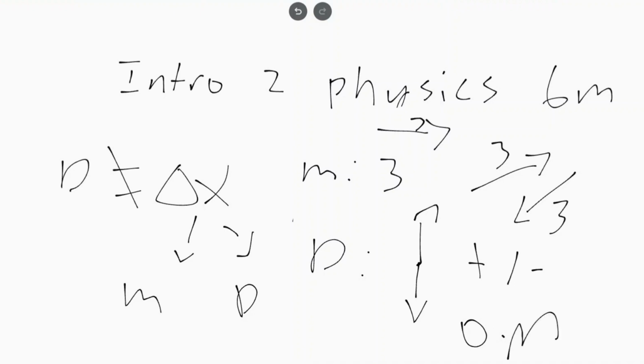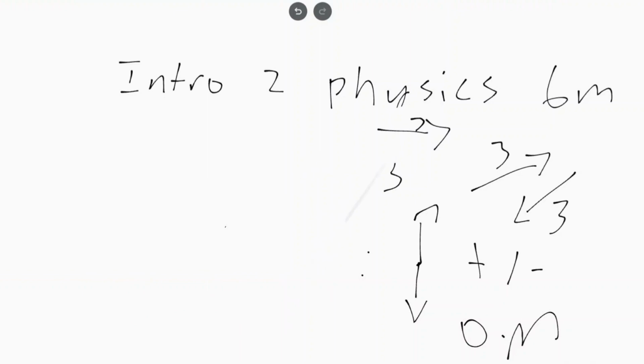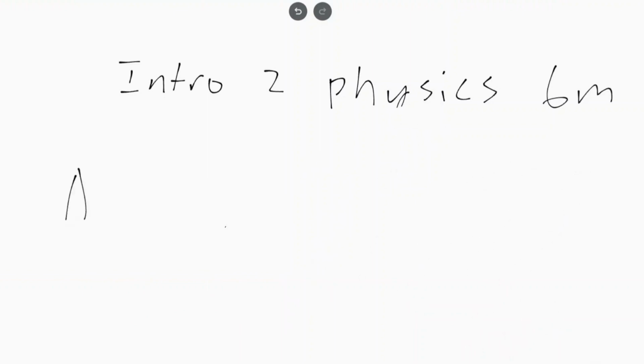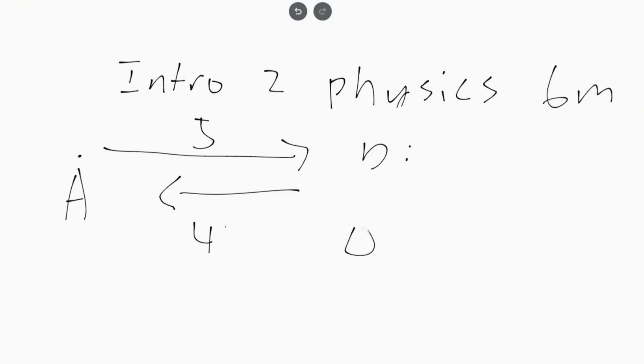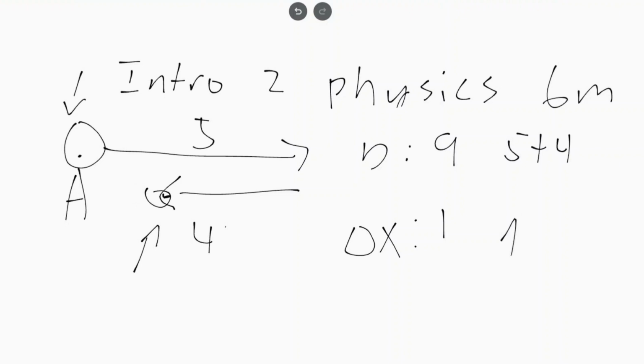Now, let's do some practice problems to determine if you really know the difference between displacement and distance. For example, if I am at point A and I travel 5 meters east, and then I travel 4 meters west, what is my distance and what is my displacement? My distance would be 9 and my displacement would be 1, because the total distance is how much you've really traveled, in this case 5 plus 4. However, displacement is the difference between where I start and where I end, and I've only traveled 1 meter.